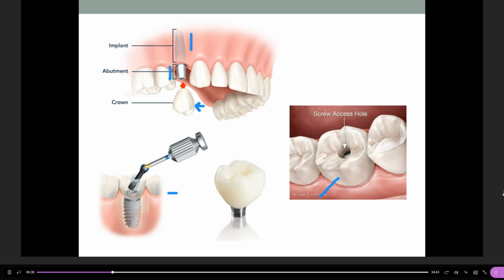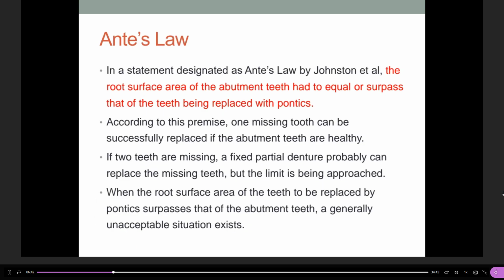So here it can be a cement type or a screw type prosthesis. So we need to understand a few concepts here. How to determine the abutments? You want to know Ante's law. What does Ante's law say? The combined root surface area of the abutment teeth should be greater than that of the teeth to be replaced.